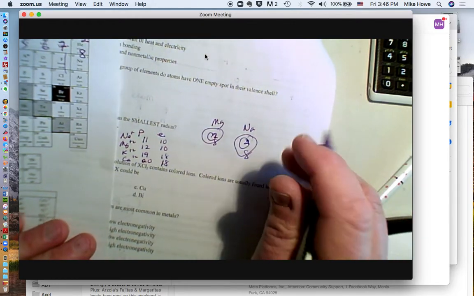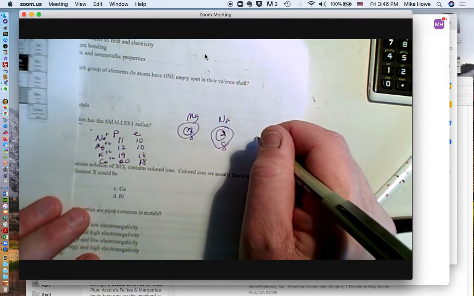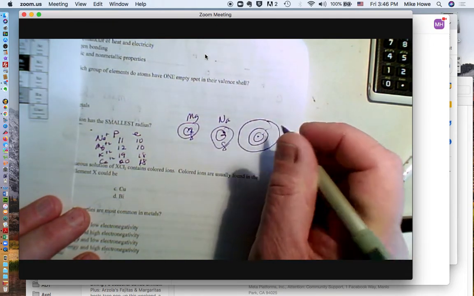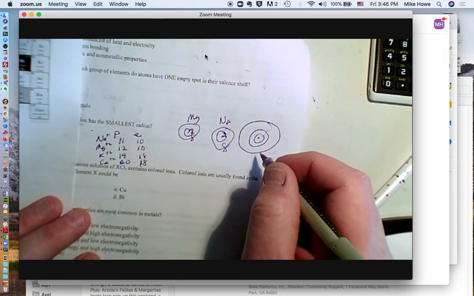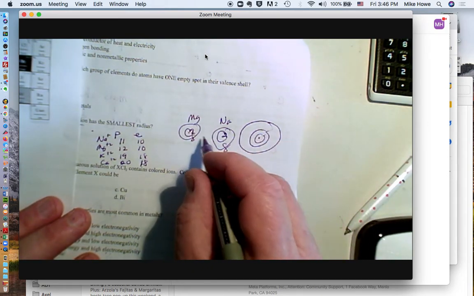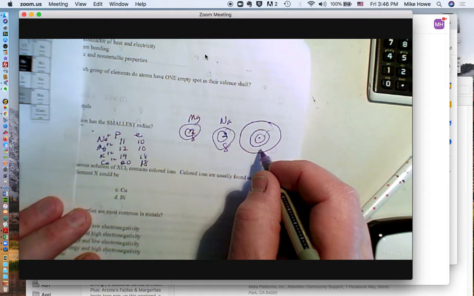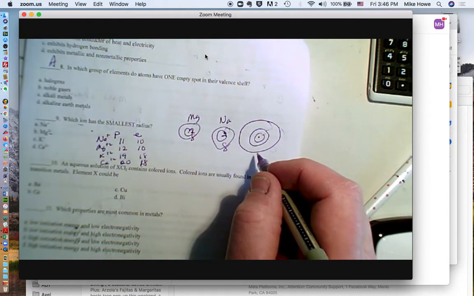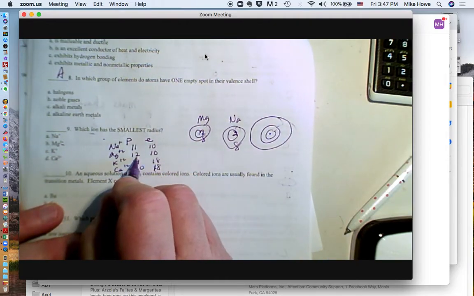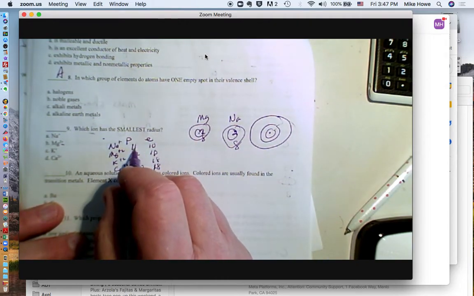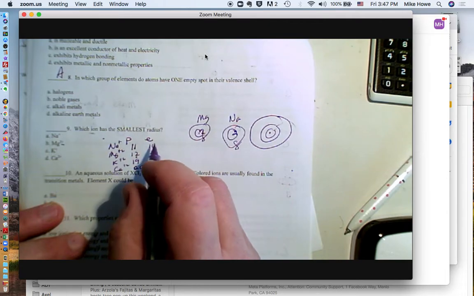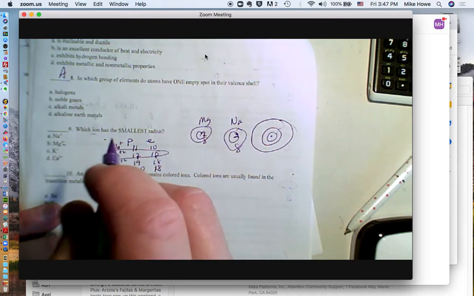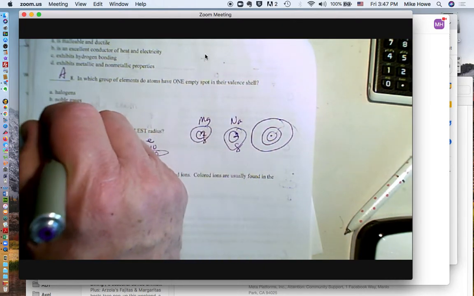Potassium would have 3 rings: nucleus, ring 1, ring 2, and ring 3. So it has to get bigger because it's got an extra ring. Calcium and potassium have this extra energy level, so they're going to be bigger, not smaller. So now we compare magnesium and sodium. Magnesium has 12 protons pulling on 10 electrons. Sodium only has 11 protons pulling on 10 electrons. So magnesium will be your smallest atom, because you've got more positives pulling on the same amount of negatives. So the answer is B.